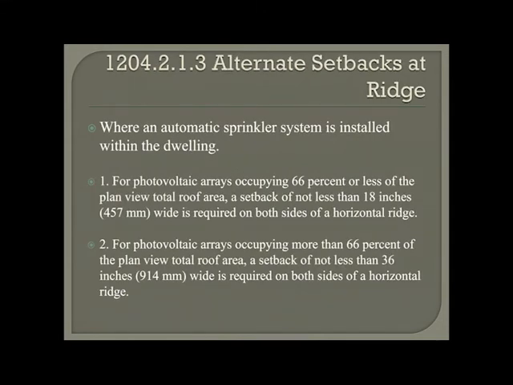An alternate setback, again looking at the size of buildings. We're probably getting out of the residential type here, but if it's 66% or less in plain view of the roof area, setback is still 18 inches; more than 66% is still 36. But this is for a building that has an automatic sprinkler system installed. So that's a question you have to ask when you have a customer saying, hey, we'd like to get a PV system installed. You say, what type of building are you? Do you have a sprinkler system? Don't have a sprinkler system? And then apply the section of the code that applies to the type of building they have. Because you can have some of those buildings that are R3, R4 that have sprinkler systems due to the type of occupancies that are in them. Clear as mud.